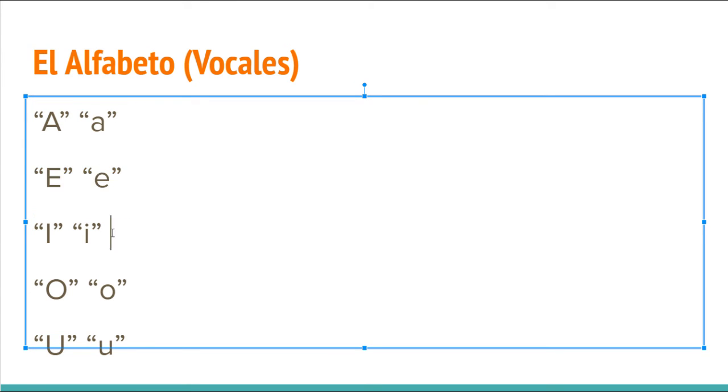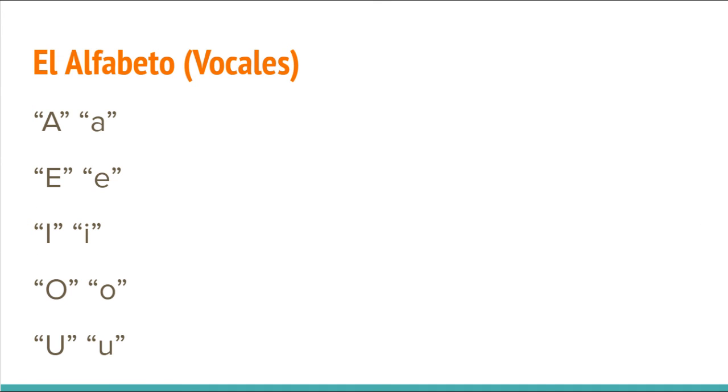So finally, once again, we have A, E, I, O, U. And those are the vowels in Spanish. Esas son las vocales en español. Those are the vowels in Spanish.